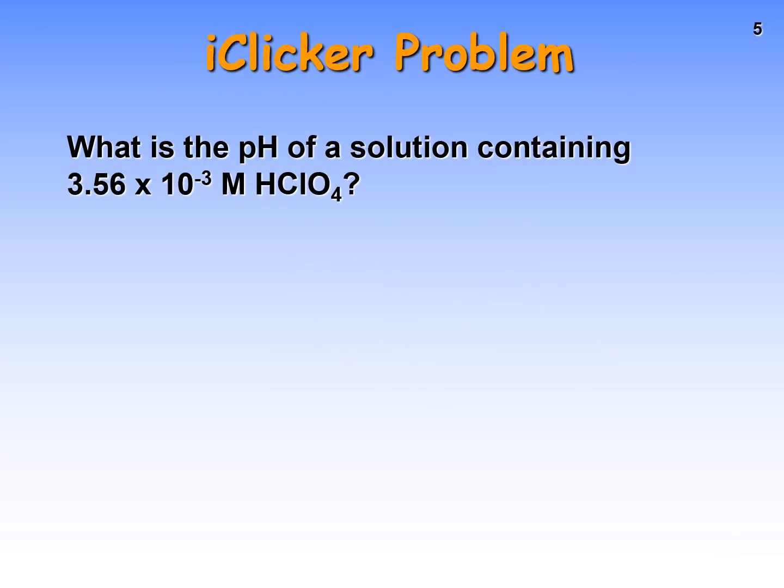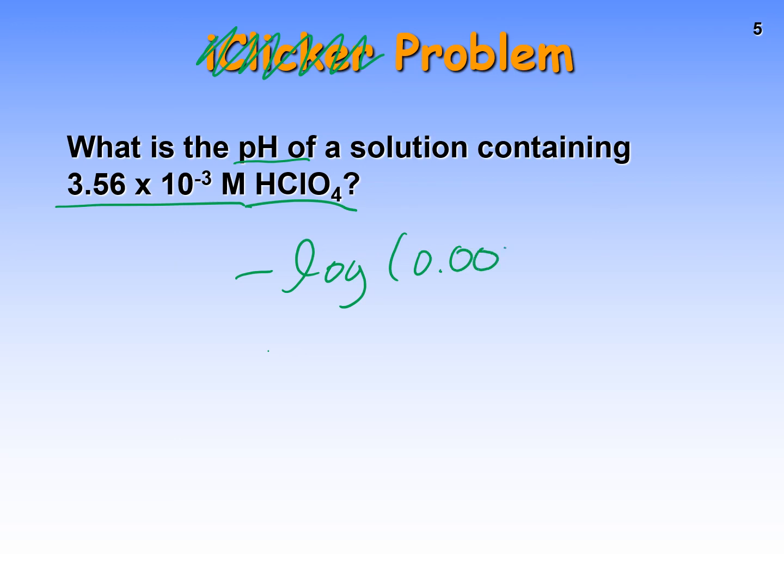All right, so we could do the opposite direction, right? What is the pH of a solution containing... So again, not an iClicker problem, just a regular problem. So same problem really, we have HClO4. Now we have a different concentration. What's its pH? Well, same idea, negative log of 0.00356, and that'll get us our pH. Again, perchloric is a strong acid, so we just take its negative log. And this gives me 2.45.